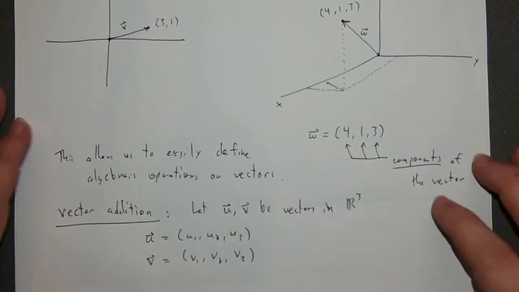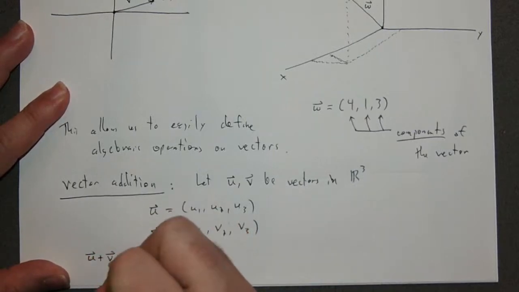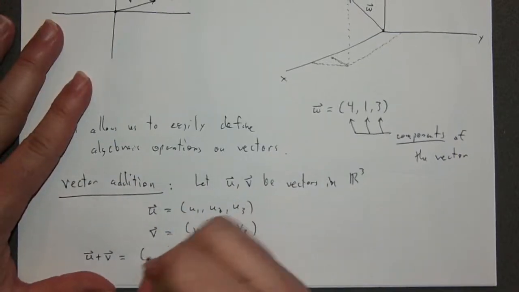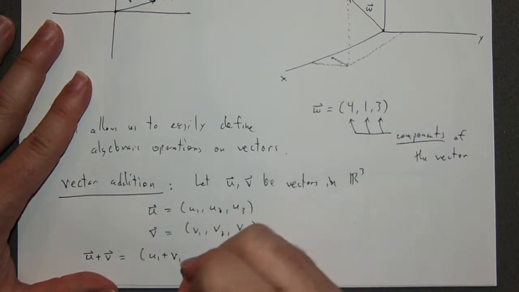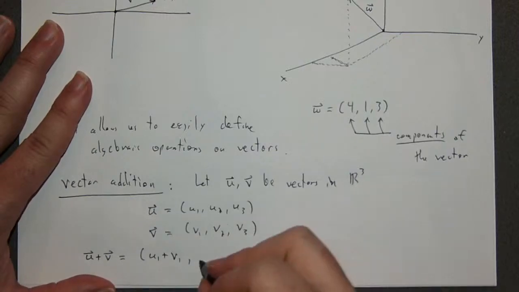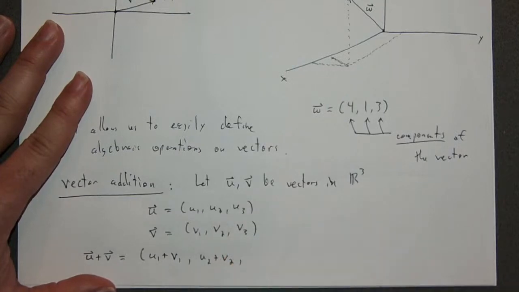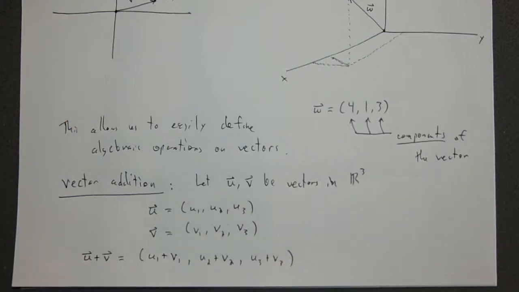Here's U and V. What is the vector sum of these things? What is U plus V? Well, U plus V is the vector that I get when I add each of these components together component-wise. I take U1 and V1, the first components of U and V, and add them together, and that's the first component of U plus V. The second component of U plus V is the second components of U and V added together, and the last component, same thing.